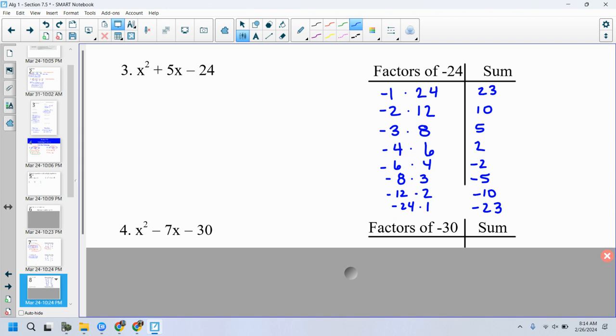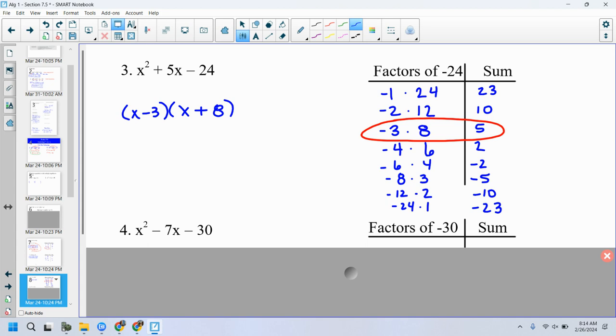Negative 8? Nope, not negative 8 times 3. Negative 3 times 8. That's the only set of factors that will work, because I want to get a positive 5, not a negative 5, but a positive 5. So x minus 3, x plus 8. Don't believe it? FOIL it back out.